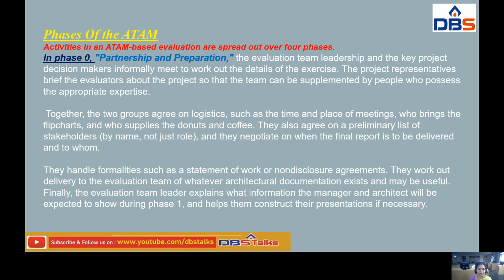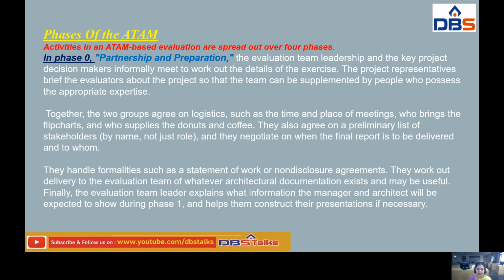So finally they can supplement the people who possess the appropriate expertise. Together the two groups agree on logistics and rules, such as the time and place of meetings. They decide where to meet and at what time. They agree on some logistics: who brings the flip charts and who supplies the donuts and coffee. That is the example. Who brings the flip charts means who gives this opportunity: what you will explain, what we focus on, and what survey we can provide to you. That is the meaning of it.